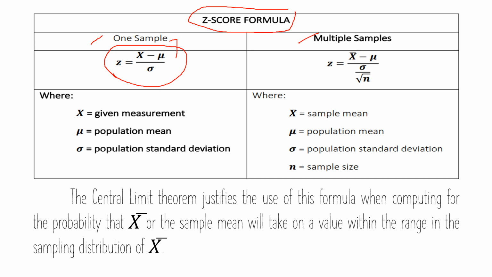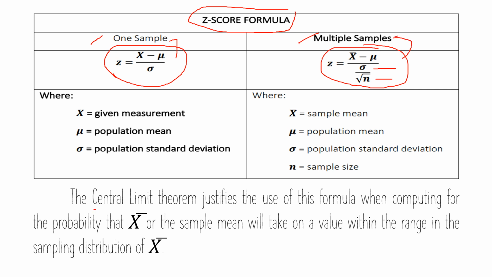For your multiple samples, your Z is equal to your sample mean, which is your X bar, minus your mu, which is your population mean, all over your sigma over the square root of your sample size n. Your sigma here is your population standard deviation, then your n is your sample size. So here is the formula for your Z score dealing with multiple samples.